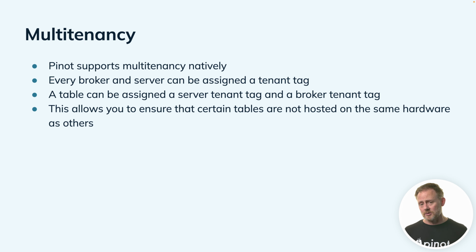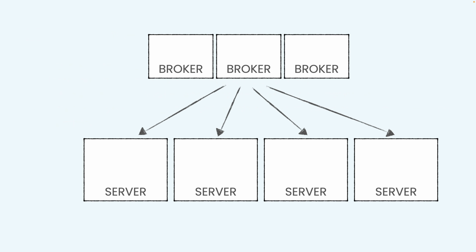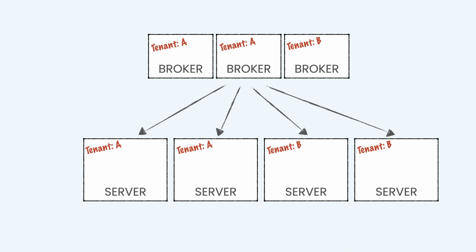Likewise, brokers, which aren't storing the data, but are brokering query processing, same thing. I can ensure that for a given table, only these brokers will see those queries and broker the request and the response. For some other table, only this set of brokers will do that same work. This works through a tagging mechanism. So in the configuration for each broker and for each server, I can provide a tenant tag. And you see I have very creatively come up with two of them, and I've called them A and B. So some of the brokers are tagged A, and one of them's tagged B. Two of the servers are tagged A, two of the servers are tagged B.